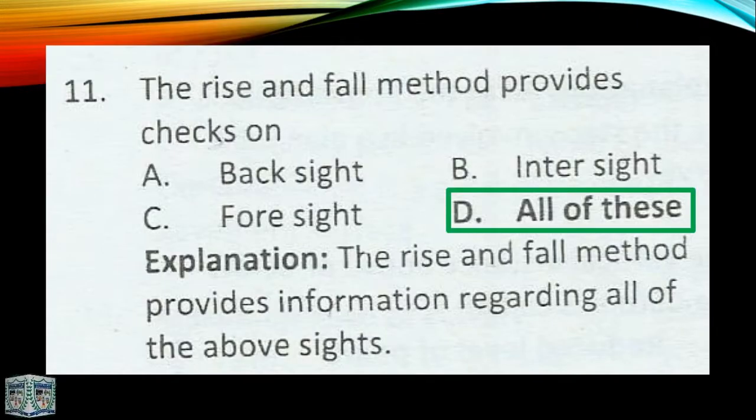Question 11. The rise and fall method provides check on the option A, backsight, option B, intersight, option C, foresight. So all of these, the option D is the correct answer. All of these, the rise and fall method provides information regarding all of the above sights.